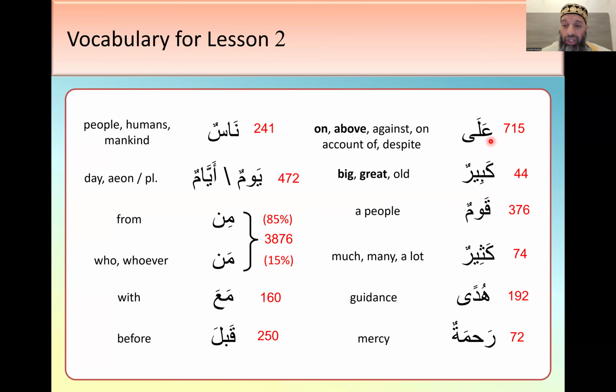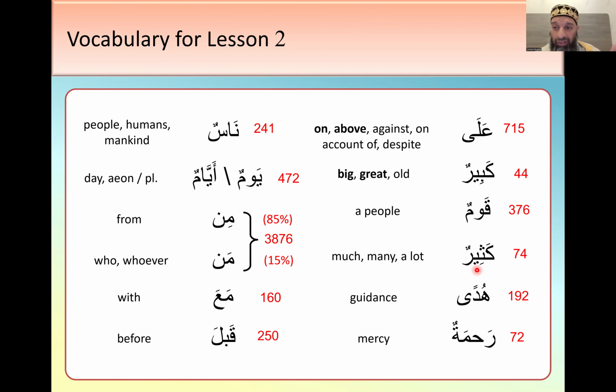715 times. Kabir. Kabir means big, great. And the way that I teach it is Kabir, right? Kabir, big, right? So there's that one done, 44 times. Qawmun. Qawmun means a people. And we say that in Urdu as well, qawm. 376 times. Kathir. Kathir means a lot, much.